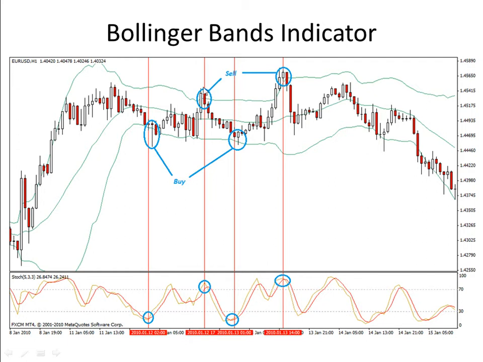And if you check at this point, the stochastic oscillator is in the overbought region, and the price broke the upper Bollinger Band at this point, and you can enter a sell trade at this point. Similarly, you can check these points also. You can enter a long trade at this point, and you can enter a short trade at this point.